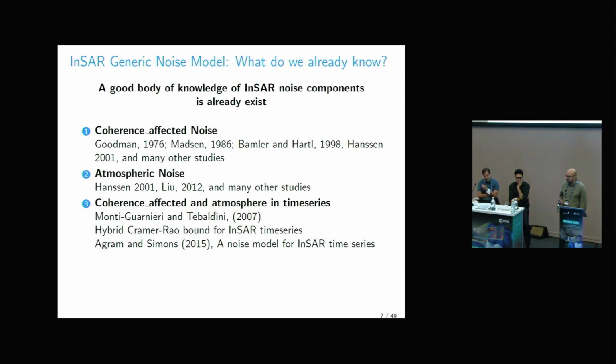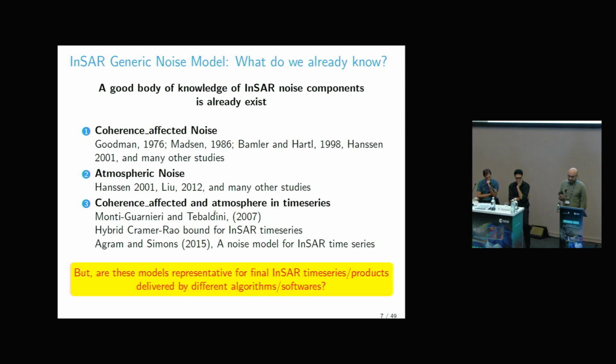Coherence-affected noise means all the scattering, the correlation, thermal noise, coregistration noise, everything that affects the coherence. Atmospheric noise, coherence-affected noise and atmospheric noise in the time series: plenty of papers and studies. But are these models representative for the final InSAR time series and products delivered by different algorithms and software?